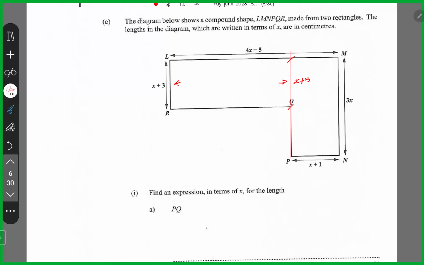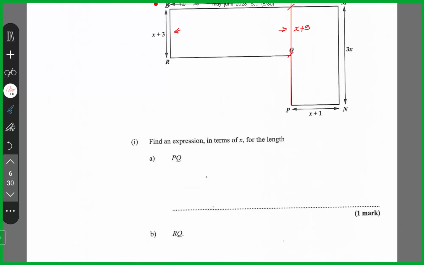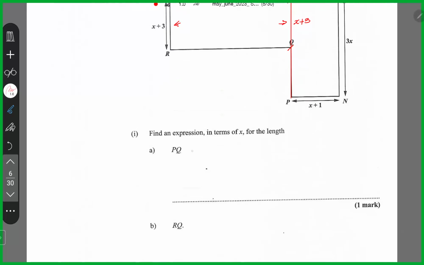So it means that PQ would be 3x minus (x plus 3). So PQ is equal to 3x minus (x plus 3), and so this would be 3x minus x minus 3. 3x minus x is 2x, minus 3. So the length of PQ in terms of x is 2x minus 3.